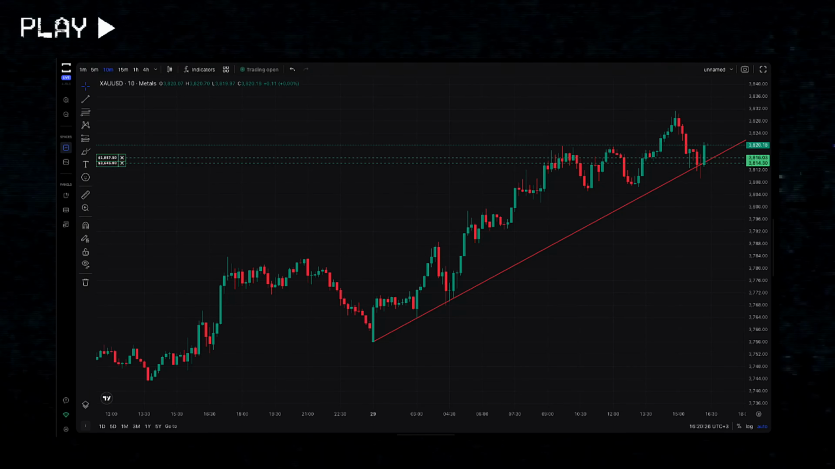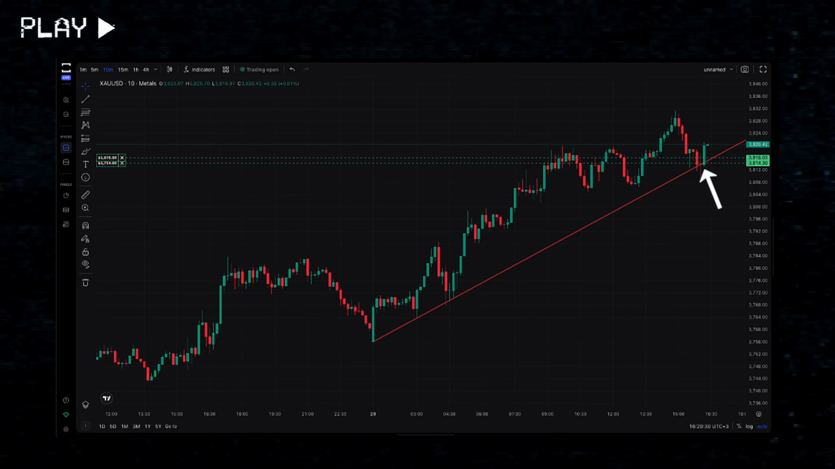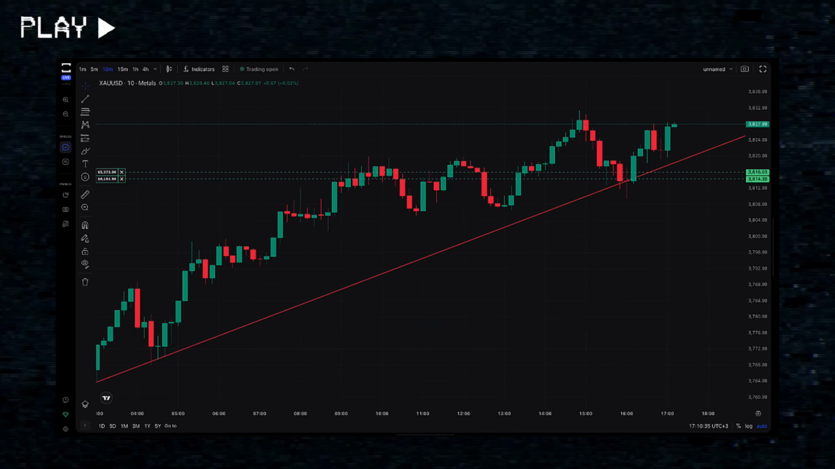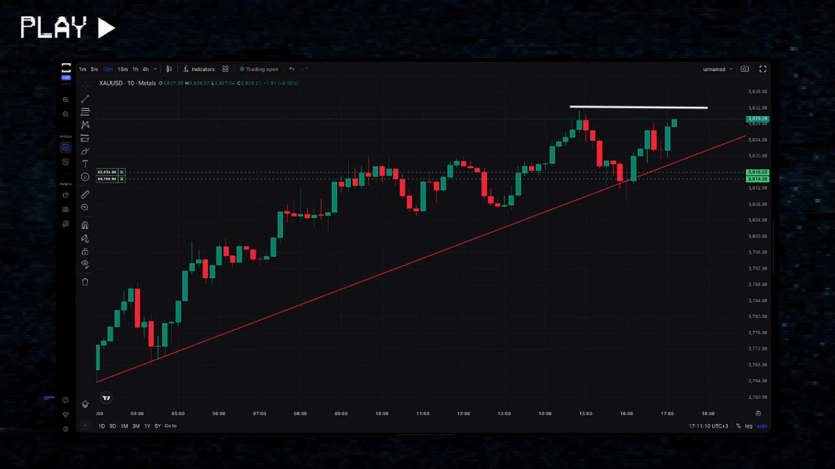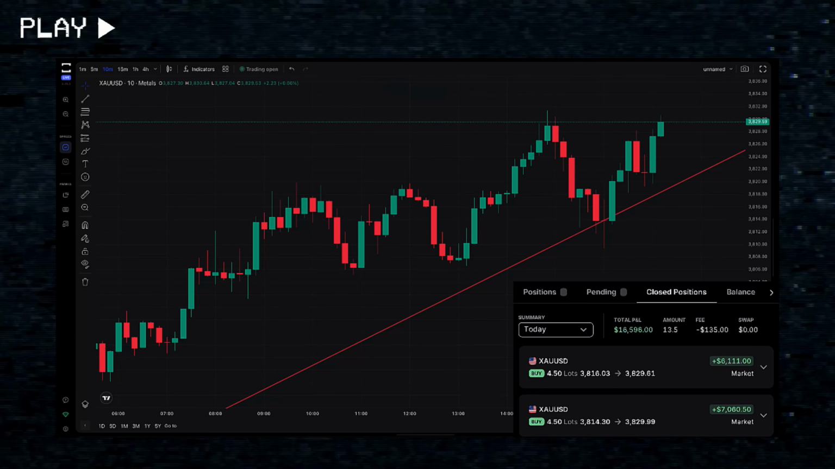Here's a trade that we took yesterday morning. As you can see, we have our ascending trend line. We waited for price to tap into our trend line. Once it did, we took a couple of positions. As price progressed, we waited for price to tap into our prior resistance level, closing the trade in profit for about 130 pips, which netted us a profit of over 13,000.